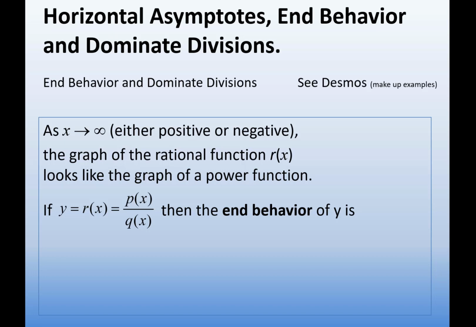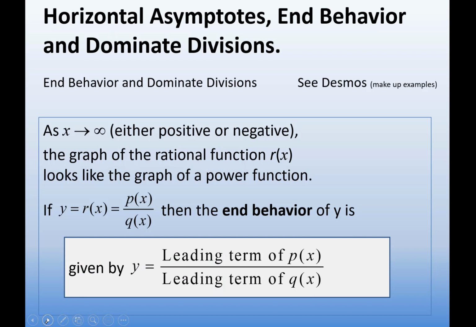All right, so here's a spot for you just to take a little bit of notes. I want to describe formally how we are going to find these horizontal asymptotes, this end behavior. It's going to boil down to something called the dominant division.